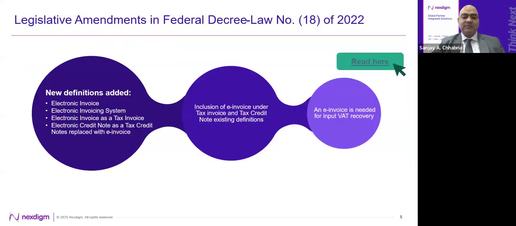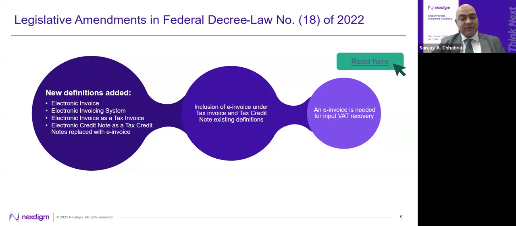On the next slide, like I did mention, the federal decree, which is 18 of 2022, was amended specifically to bring electronic invoice in line as a valid document. They've added new definitions of electronic invoice systems, electronic invoices as tax invoice, and electronic credit notes. So what is an electronic invoice? It is basically an exchange of invoice documents between supplier and buyer in an integrated electronic format. So you're transmitting the data in a structured format, through automatic or electronic processing.